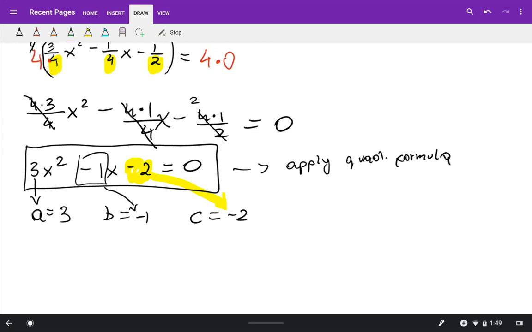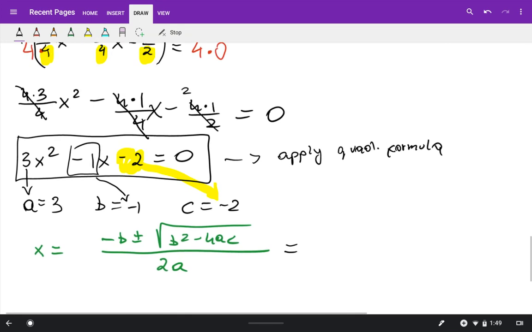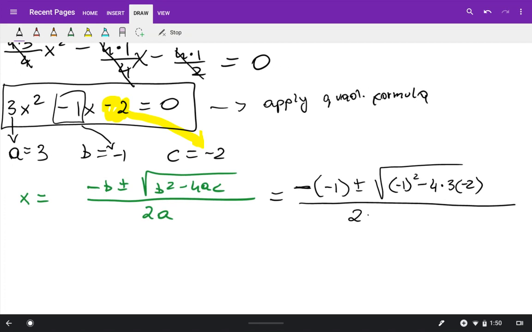Okay, and now I copy the quadratic formula: x equal -b plus minus square root of b squared minus 4ac, everything divided by 2a, and I'm going to substitute the numbers into the quadratic formula. So negative b is equal to 1, so 1 plus minus square root of b squared. So we have -1 to a second power minus 4 times a times c, which will be times 3 times -2. And everything, don't forget that you need to divide by 2 times a, 2 times 3.